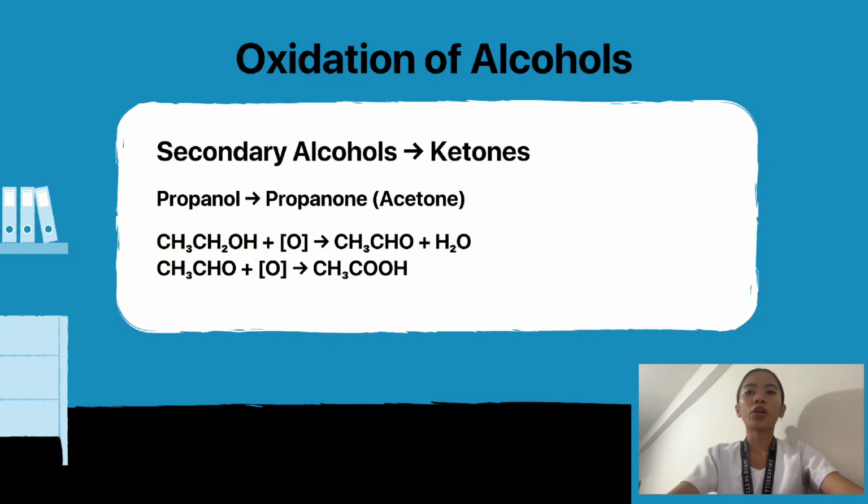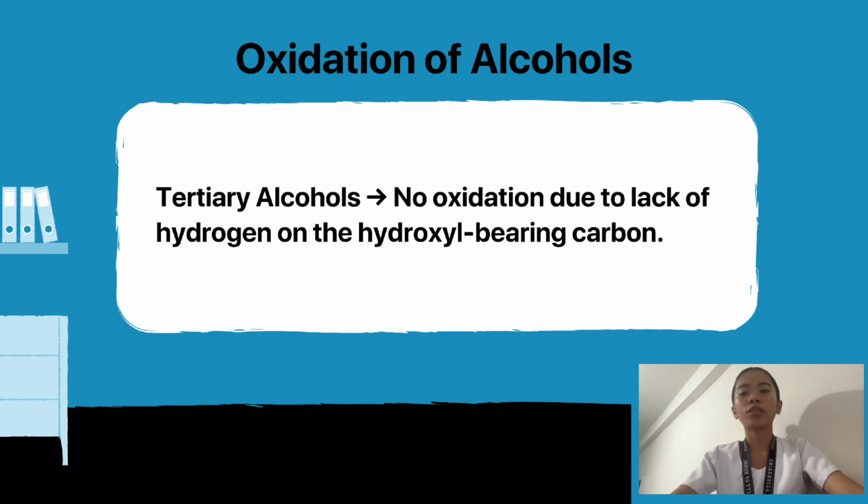So secondary alcohols are oxidized to ketones. Unlike primary alcohols, they do not oxidize further into carboxylic acids. For example, propanol is oxidized to propanone, otherwise called acetone. Tertiary alcohols do not undergo oxidation because there is no hydrogen atom attached to the carbon bearing the hydroxyl group. Since oxidation requires the removal of hydrogen, tertiary alcohols remain unchanged under typical oxidation conditions.